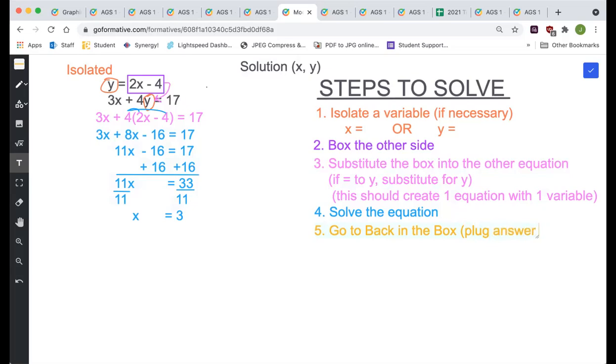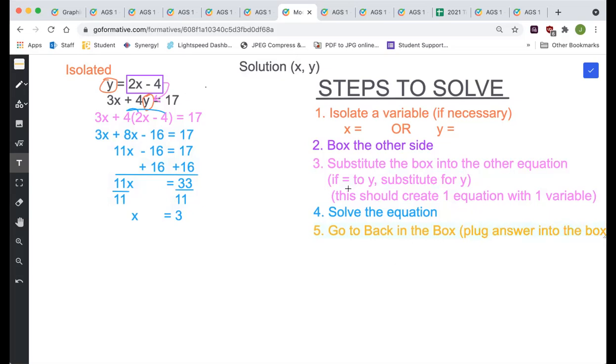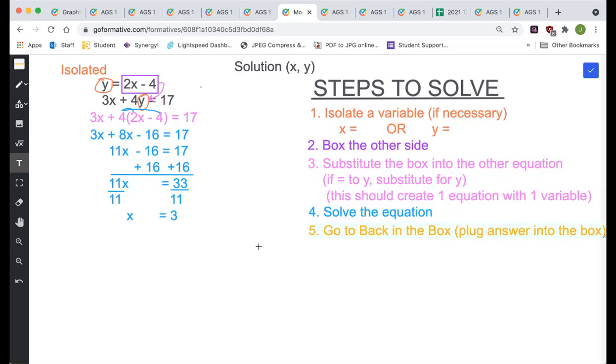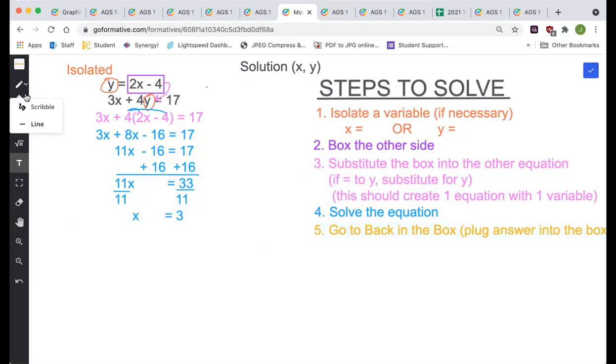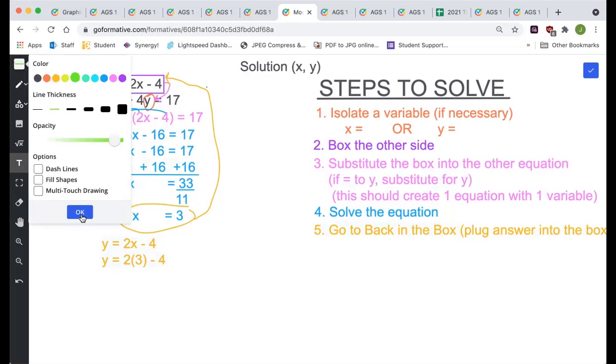So we're going to take the answer and put it in the box. Okay, so what that means, we just found out that x is 3. We're going to take that 3 and we're going back in the box. Back in the box. All right, we now know that x is 3, so we're going to plug that 3 in for x. And guess what we do from there? We solve.